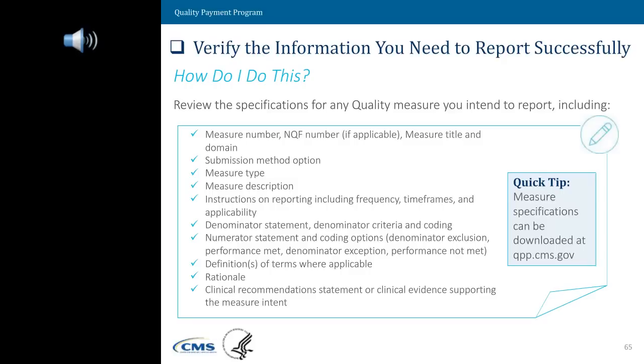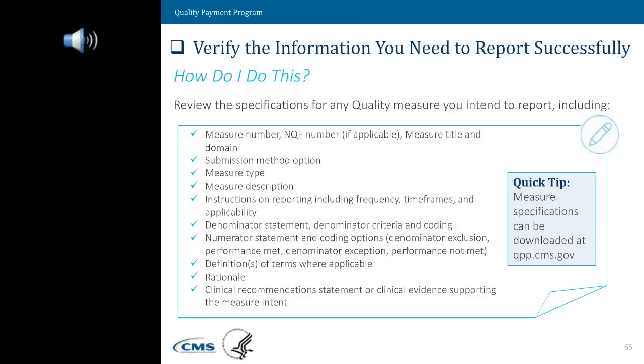Taking a look at the measure number, the measure title, of course, is important to know which populations are applicable there, and looking at the submission method option. Not every quality measure or improvement activity can be submitted by the same submission method. So looking at what submission method makes the most sense to you is very important.